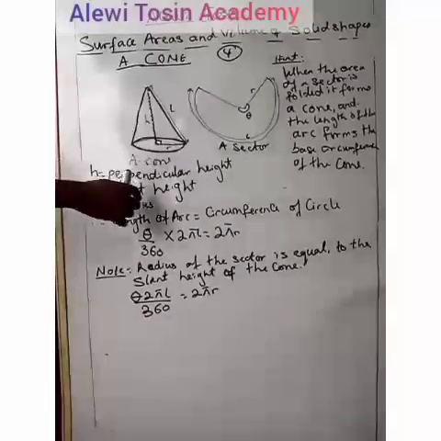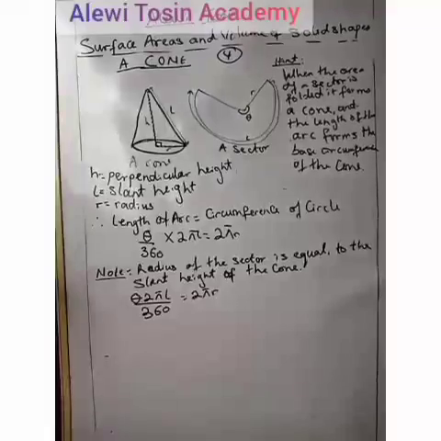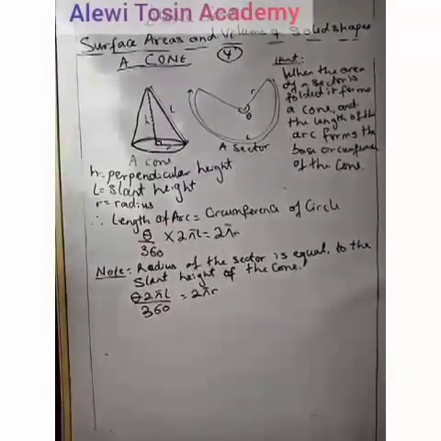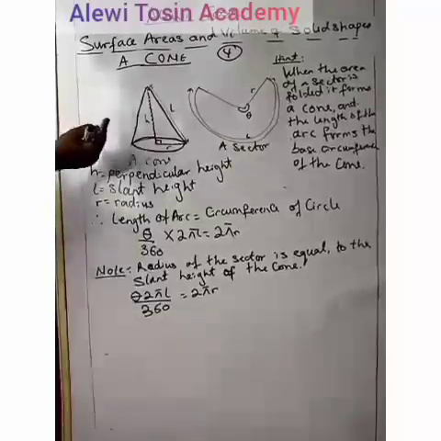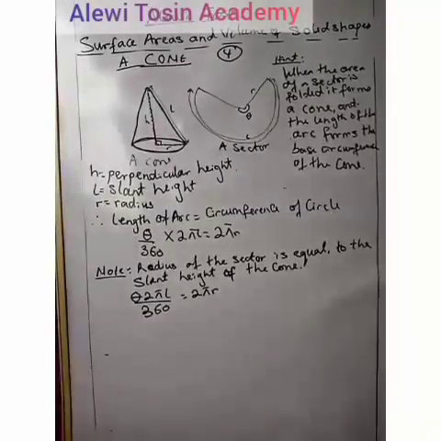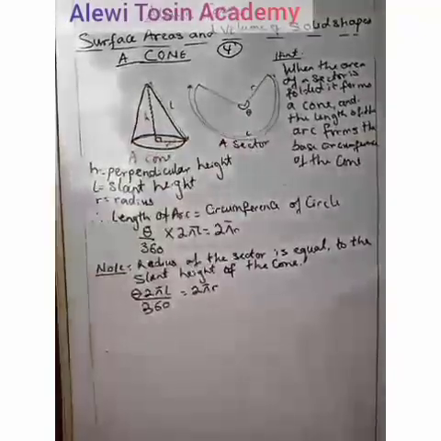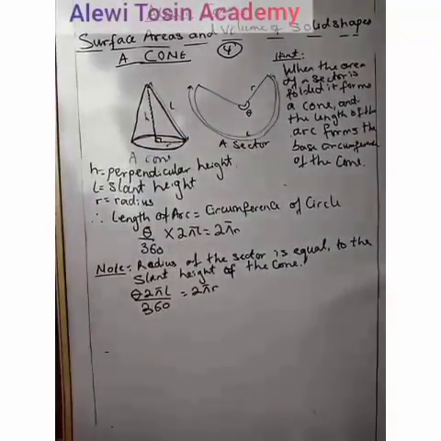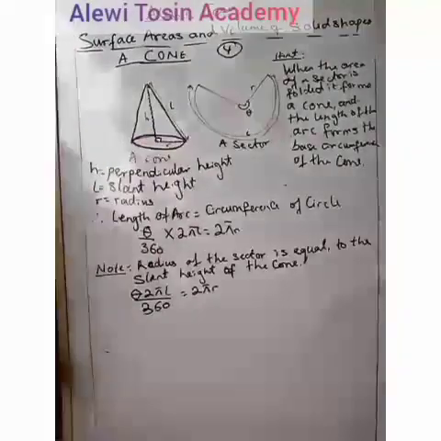We have this as the perpendicular height, this is the slant height, and we have this as the base radius of the circle. The curved surface area of a cone is formed from folding the area of a sector. The curved surface area of a cone is gotten from folding the area of a sector.